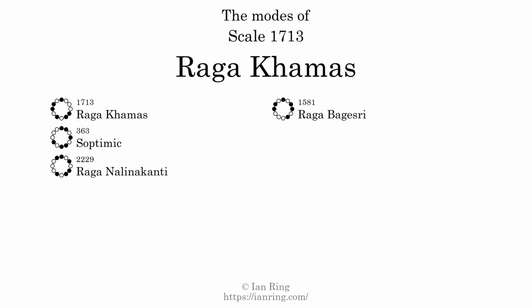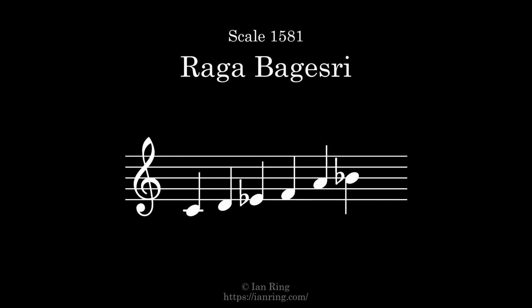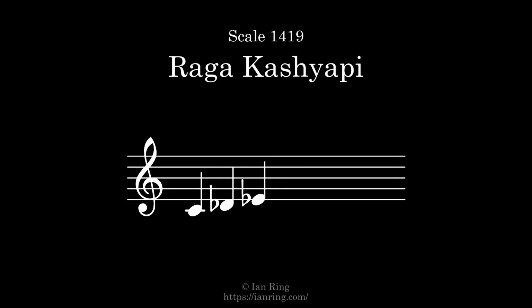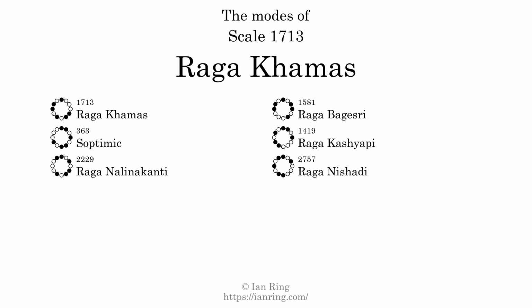The fourth mode is scale 1581, also known as Raga Khamas. It sounds like this. The fifth mode is scale 1419, also known as Raga Khamas. It sounds like this. The sixth and last mode is scale 2757, also known as Raga Khamas. It sounds like this.